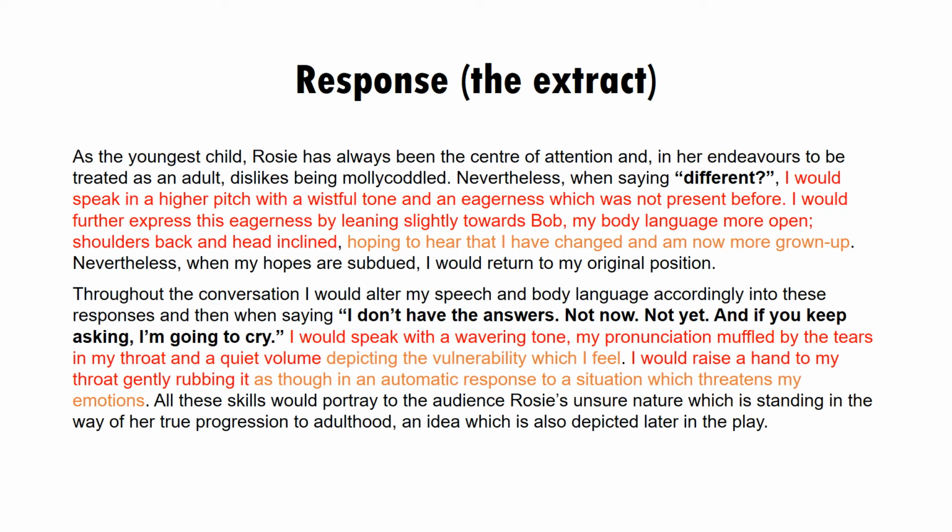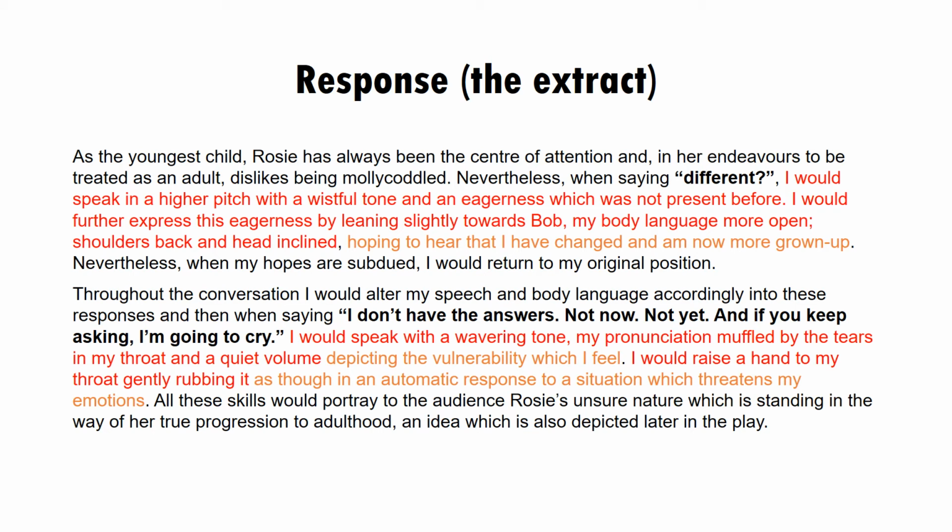Throughout the conversation, I would alter my speech and body language accordingly in these responses, and then when saying, "I don't have the answers, not now, not yet, and if you keep asking, I'm going to cry," I would speak with a wavering tone, my pronunciation muffled by the tears in my throat and a quiet volume, depicting the vulnerability which I feel. I would raise a hand to my throat, gently rubbing it as though in an automatic response to a situation which threatens my emotions. All these skills would portray to the audience Rosie's unsure nature, which is standing in the way of her true progression to adulthood, an idea which is also depicted later in the play.